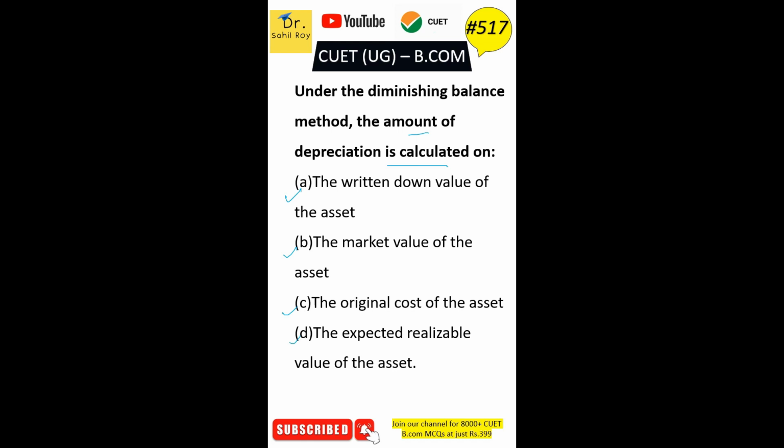इस क्वेश्चन का सही आंसर है under the diminishing balance method, the amount of depreciation is calculated on the written down value of the asset. Option A is the correct answer.